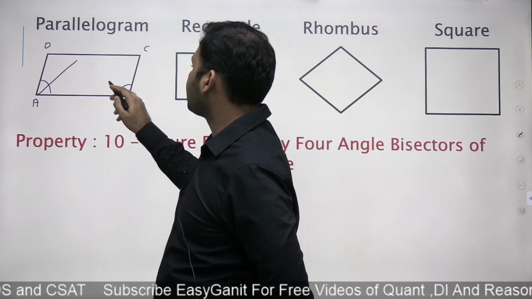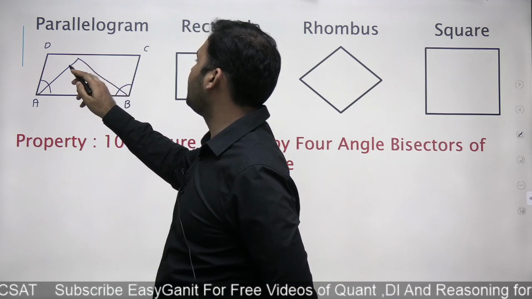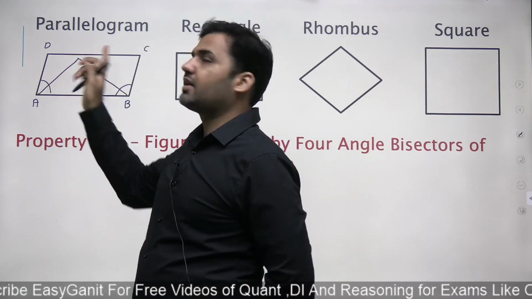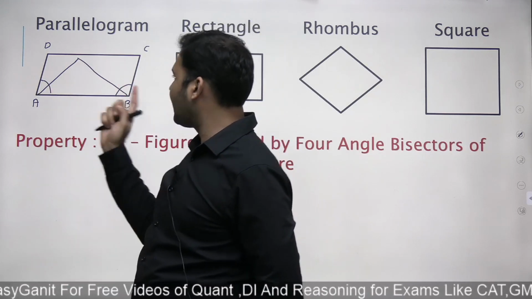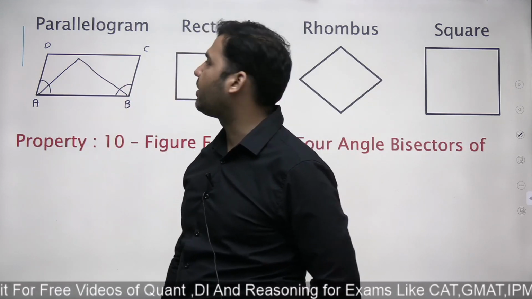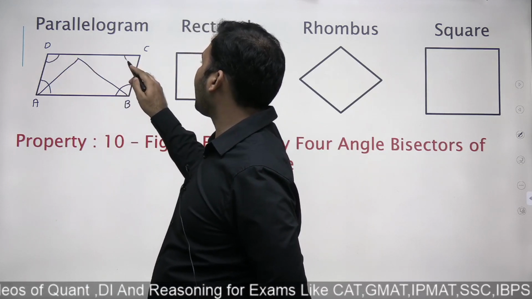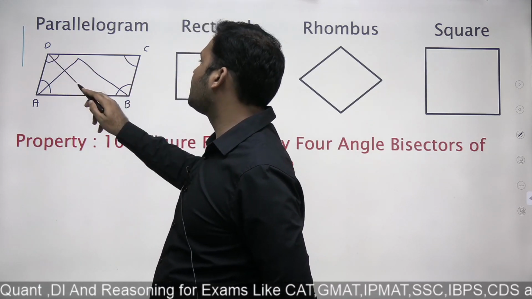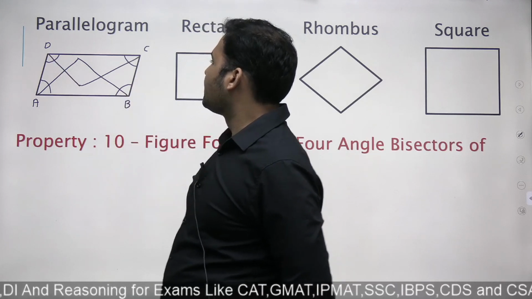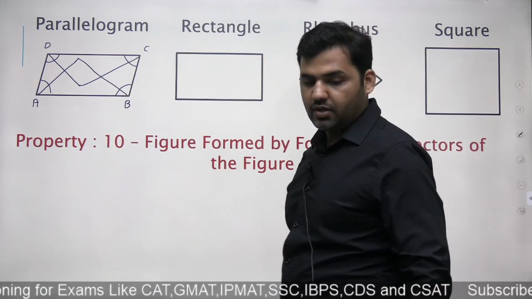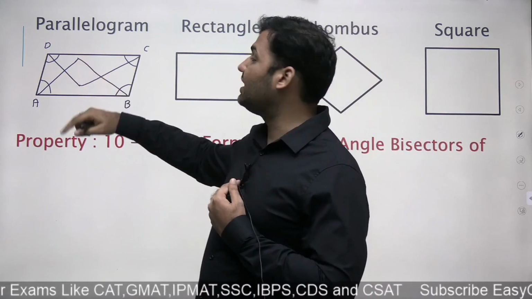Let's draw the angle bisector of B. So when angle bisector of B will be drawn, it will be meeting at some point with the angle bisector of A. So angle bisector of A and angle bisector of B will definitely be meeting at a point. Similarly, angle bisector of D and angle bisector of C will also be meeting at a point. So you see that with the four angle bisectors of the parallelogram, you can see a figure being formed inside.